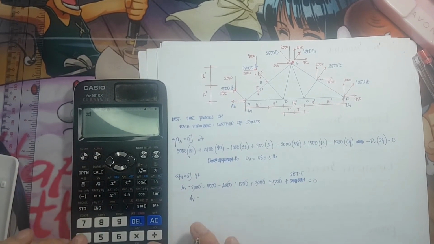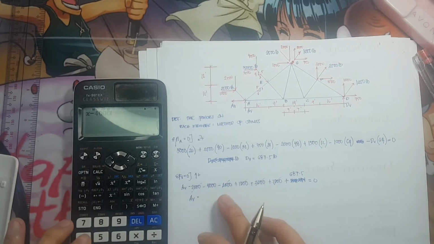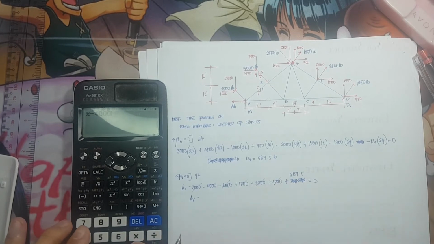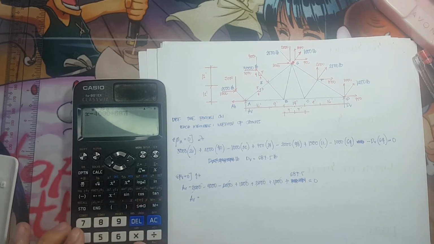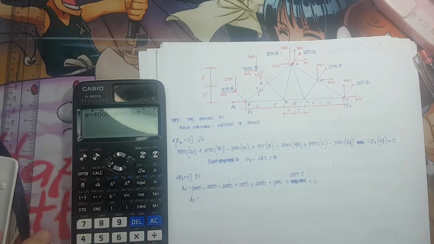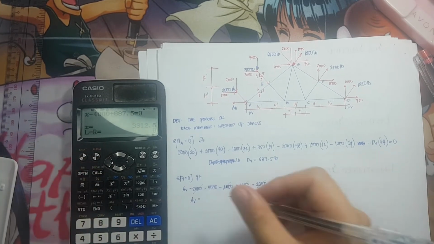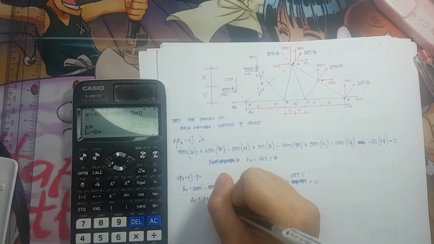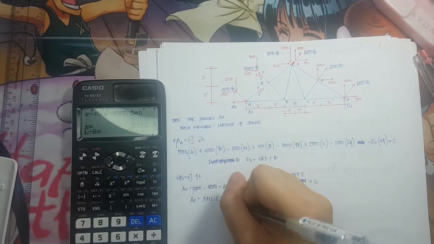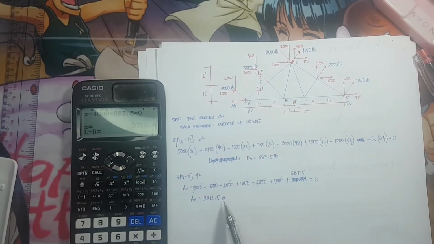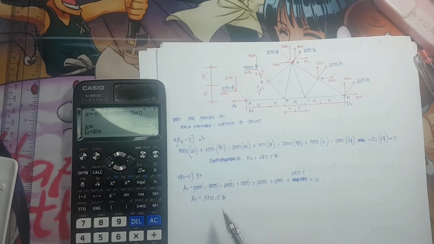Okay, so A here would be quite big because let's first solve for the AV. Alpha x minus 4,000 plus 687.5 is equivalent to 0. That's equivalent to 3,312.5 pounds.